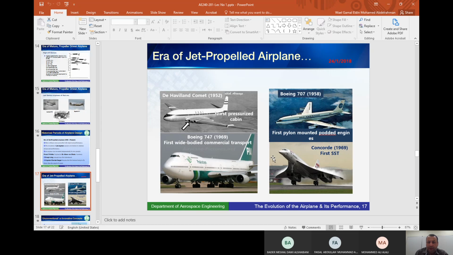Okay. Then we had supersonic aircraft, both in the civil aviation and military fields. So of course the Concorde was the first supersonic transport.